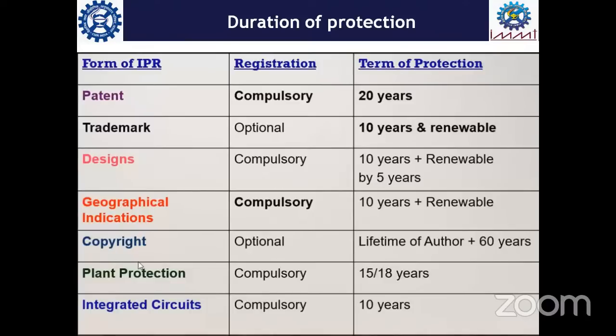Copyrights, lifetime of the author plus 60 years, and two more kinds of IP which I was referring to earlier are plant protection and integrated circuits. In America, plant protection goes under plant patents. They call them plant patents. But in India, we do not have anything like plant patents. But however, we have a separate act called the Protection of Plant Varieties and Farmers' Rights Act. Protection of farmers' rights and plant varieties.